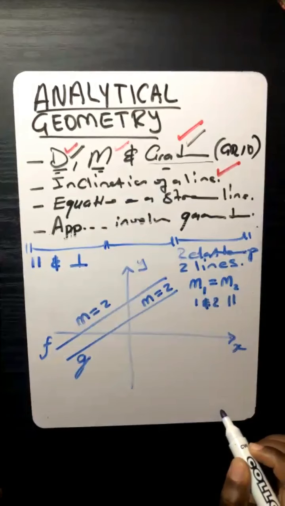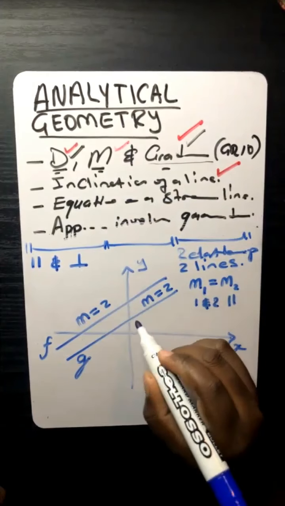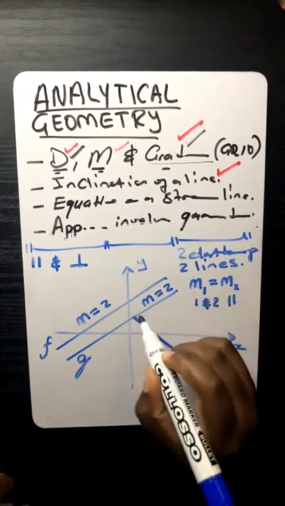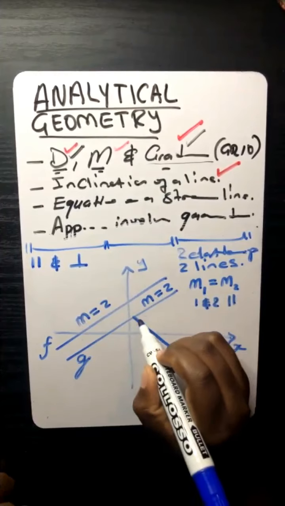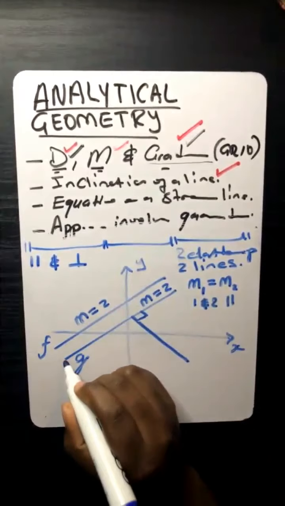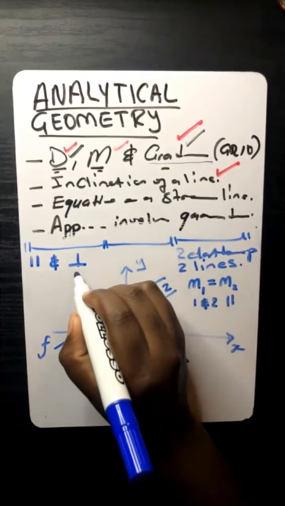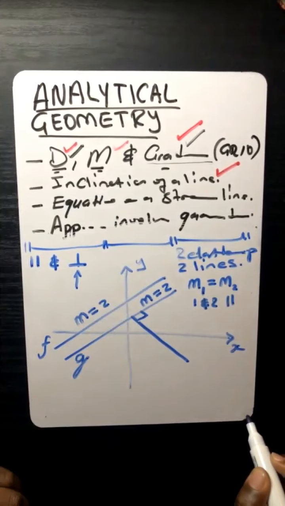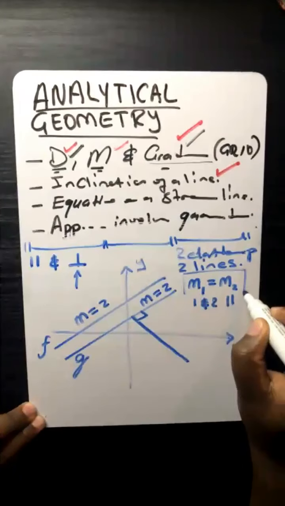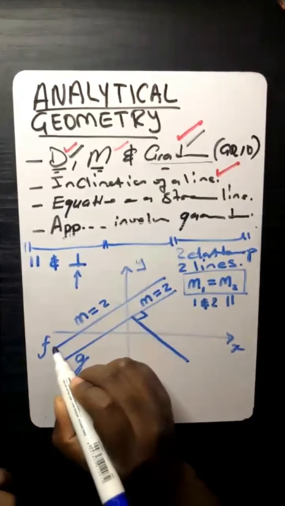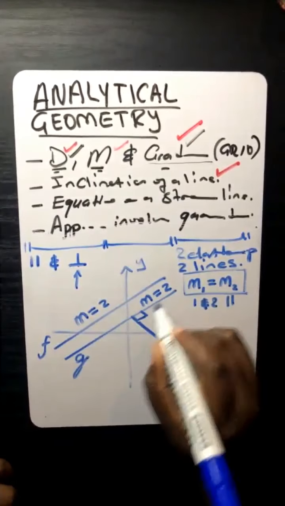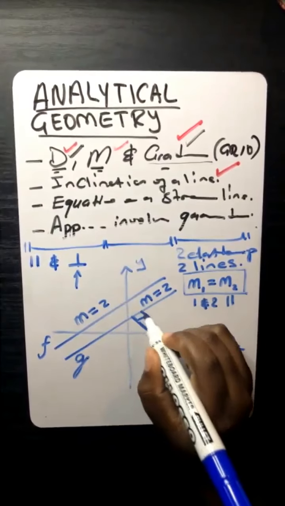But now, what if we've got another line which is crossing that one, and the angle formed between these two lines is a 90-degree angle? If it's a 90-degree angle, then it means this line and that line are perpendicular to each other. So how do we represent perpendicular lines? I've just represented parallel lines to say the gradient of that must be equal to the gradient of that. But lines which are perpendicular to each other form a 90-degree angle.